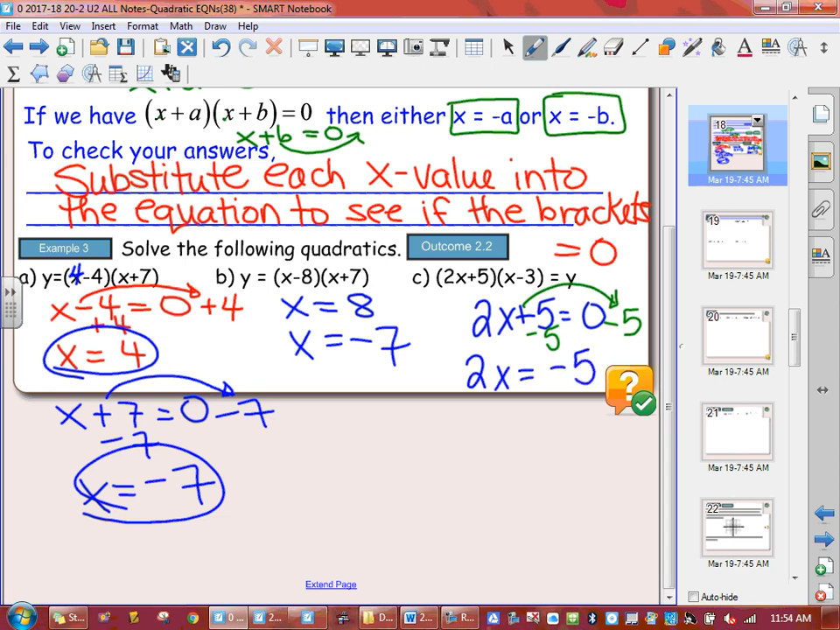Then you divide out the 2, and look what I've created. I've created a fraction on the right. And that's what it becomes. So x is equal to negative 5 over 2.